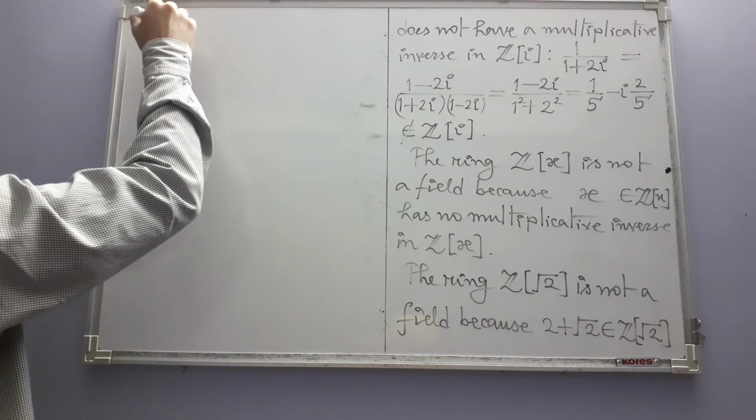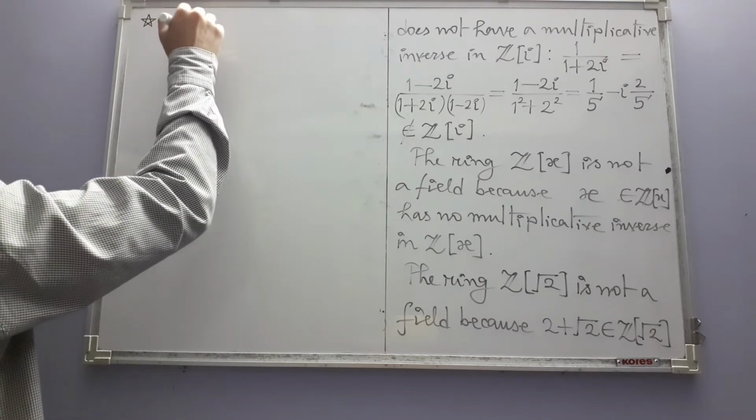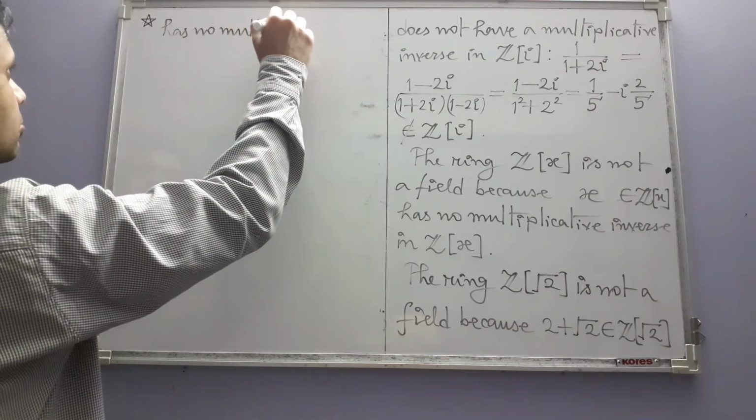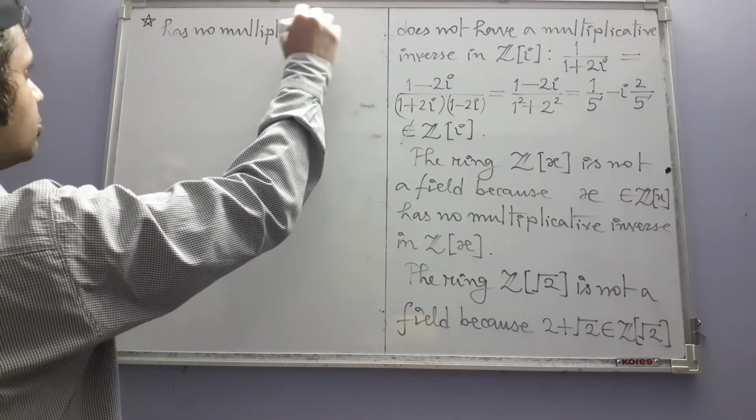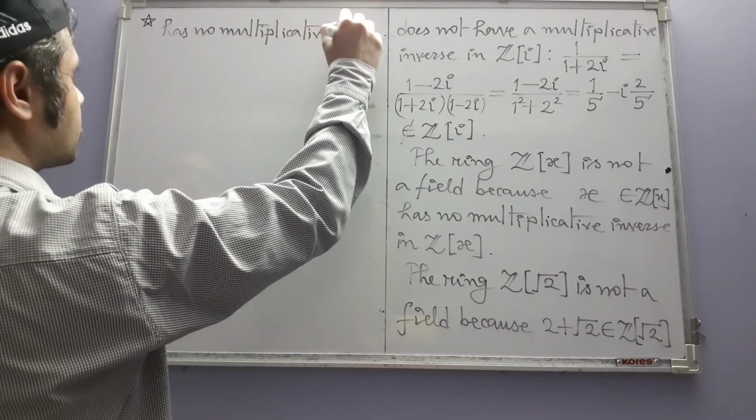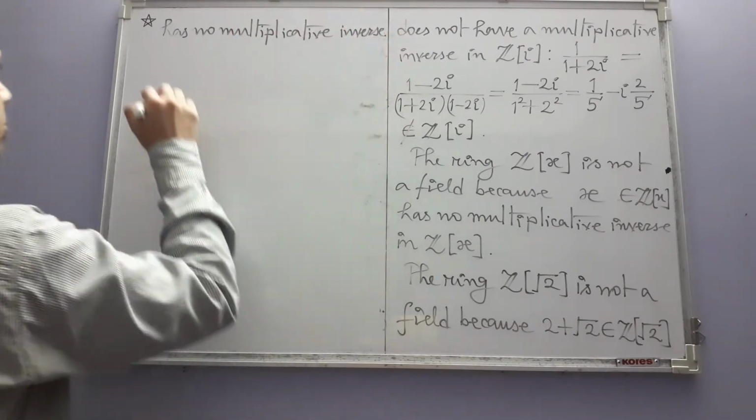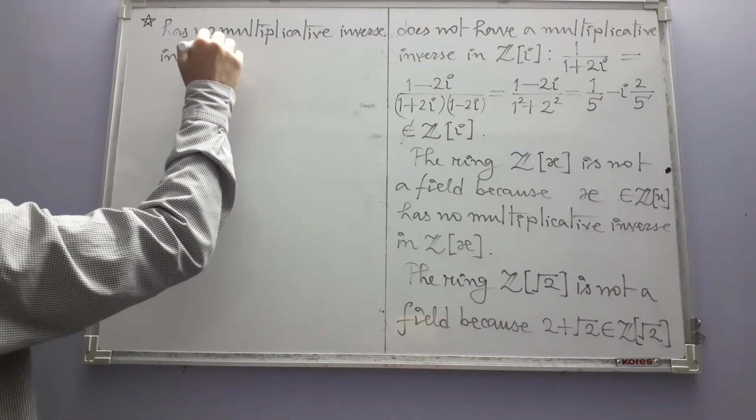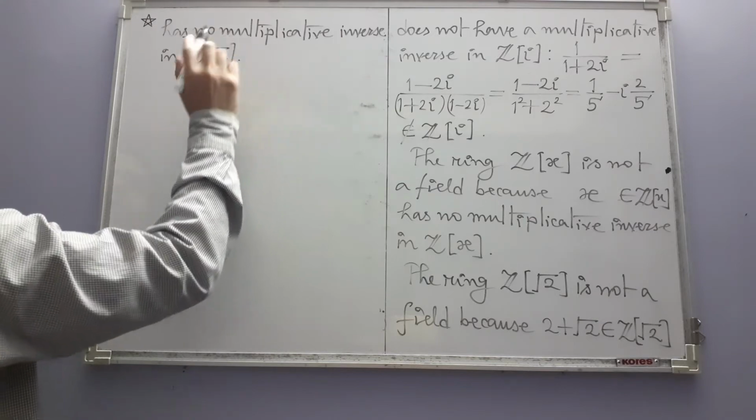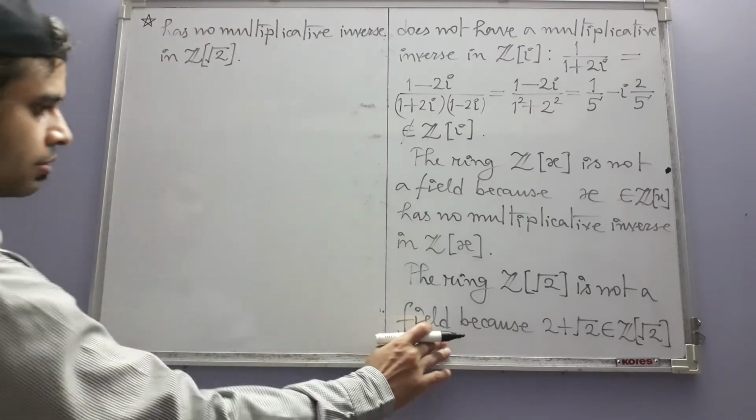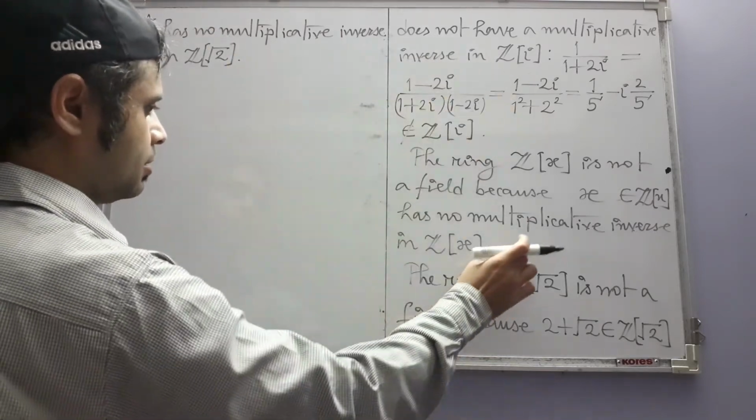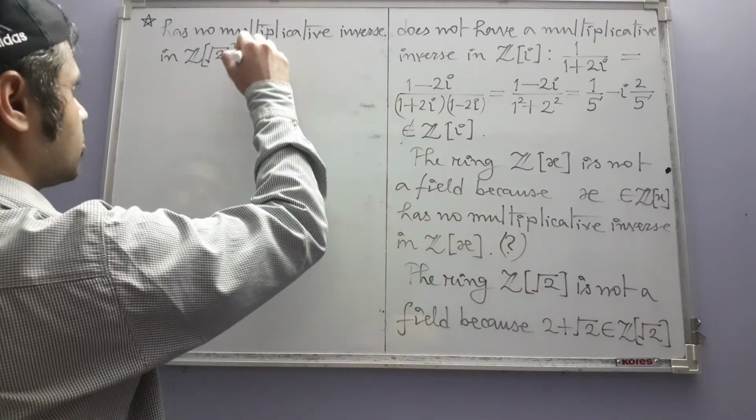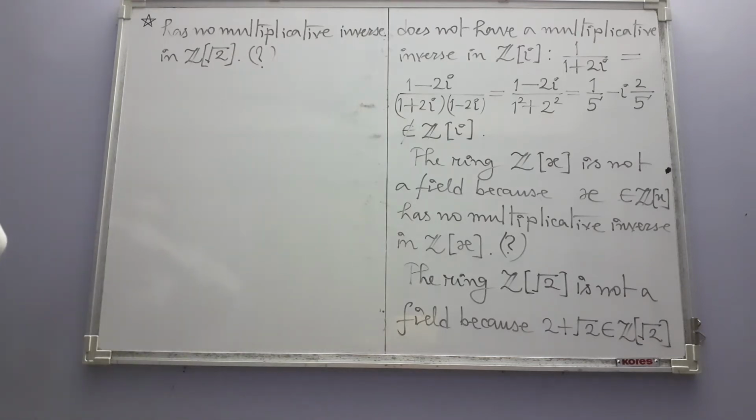It has no multiplicative inverse in the ring. I want you to provide the justification like this. Here also you have to do some work. These parts I am not providing.